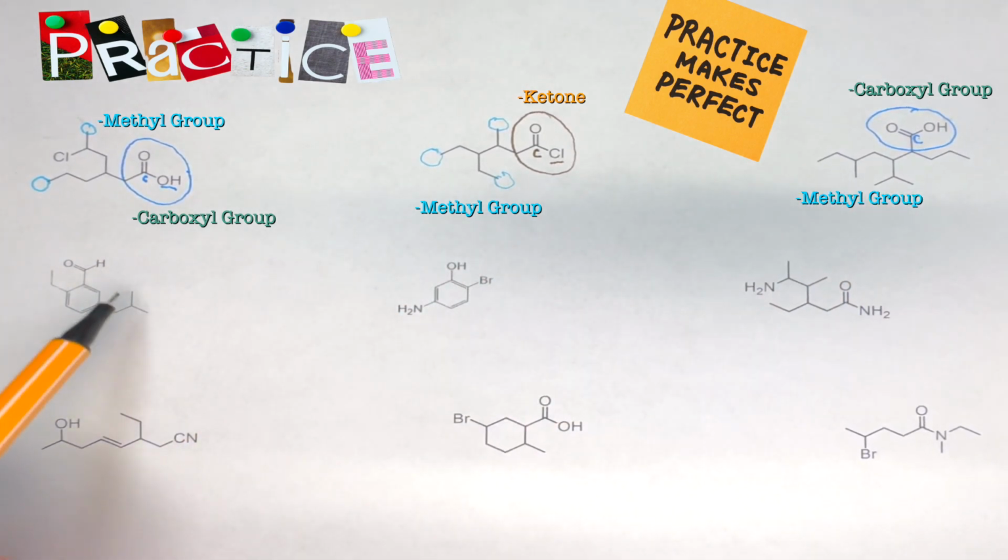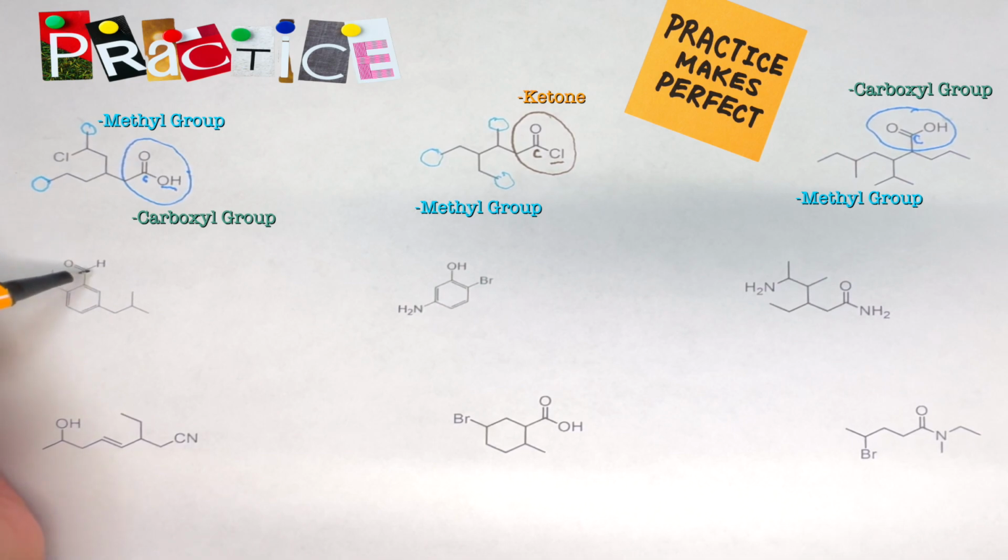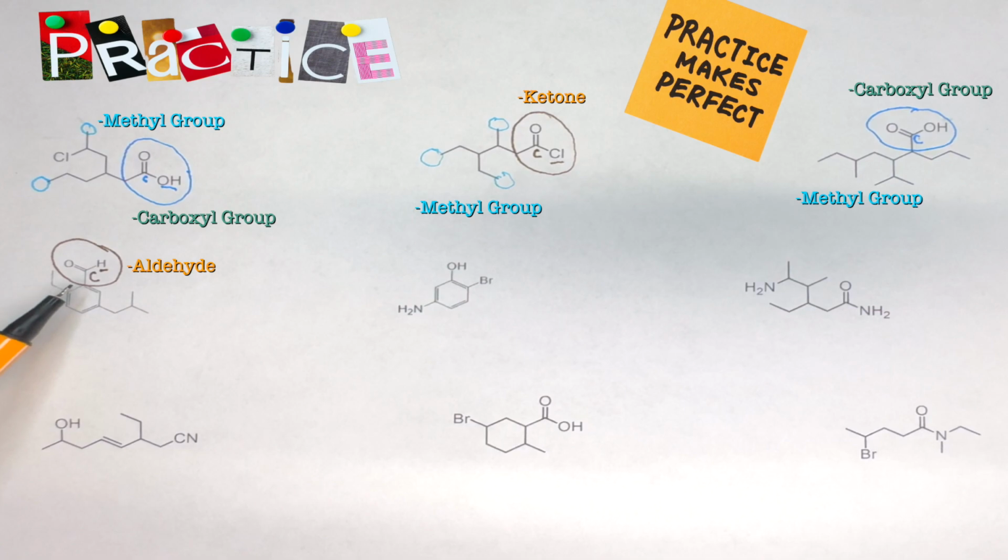When it comes to this molecule right here, I see a carbon double bonded to an oxygen, and it's going to end with a hydrogen. So this is an aldehyde. So remember, we have a different type of carbonyl group. So this is a carbonyl group, more specifically an aldehyde, because it ends with the hydrogen.